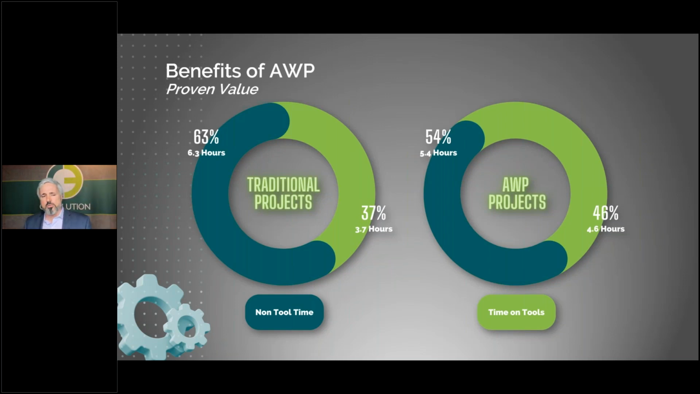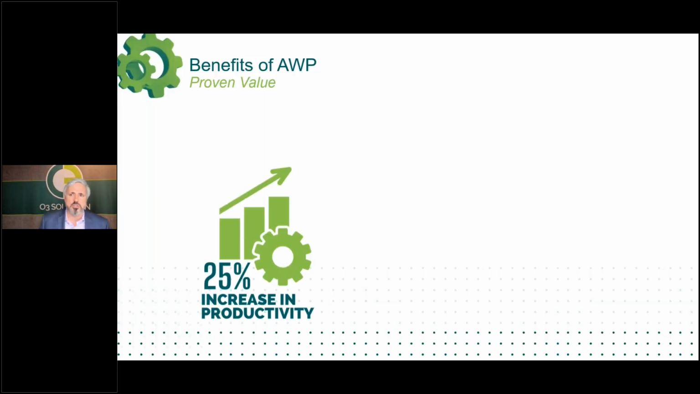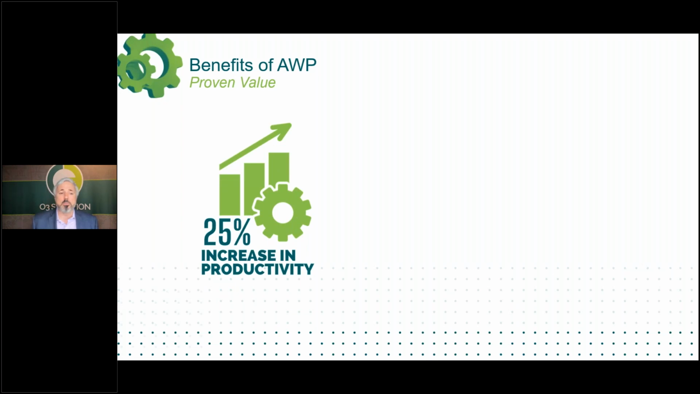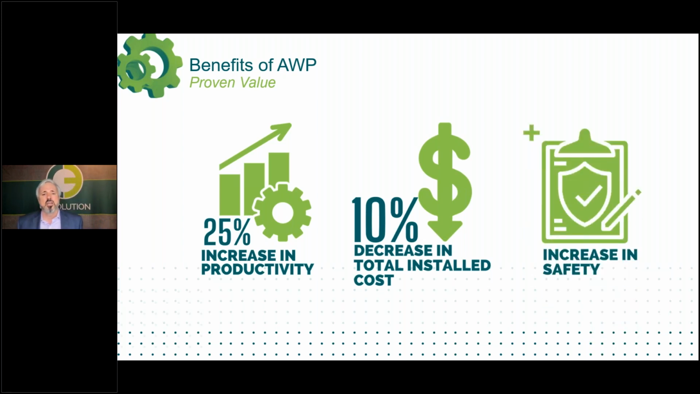So this is a core value that people use to sell the concept of AWP, but I'm going to talk more about the components of AWP, or the value as we see them. So while this is an outcome of increased productivity, we really think about the benefits of AWP and put them into a couple of different buckets. The 25% increase in productivity, if you assume 40% labor costs, leads to about a 10% decrease in the total installed cost, which also has the benefit of an increase in safety.